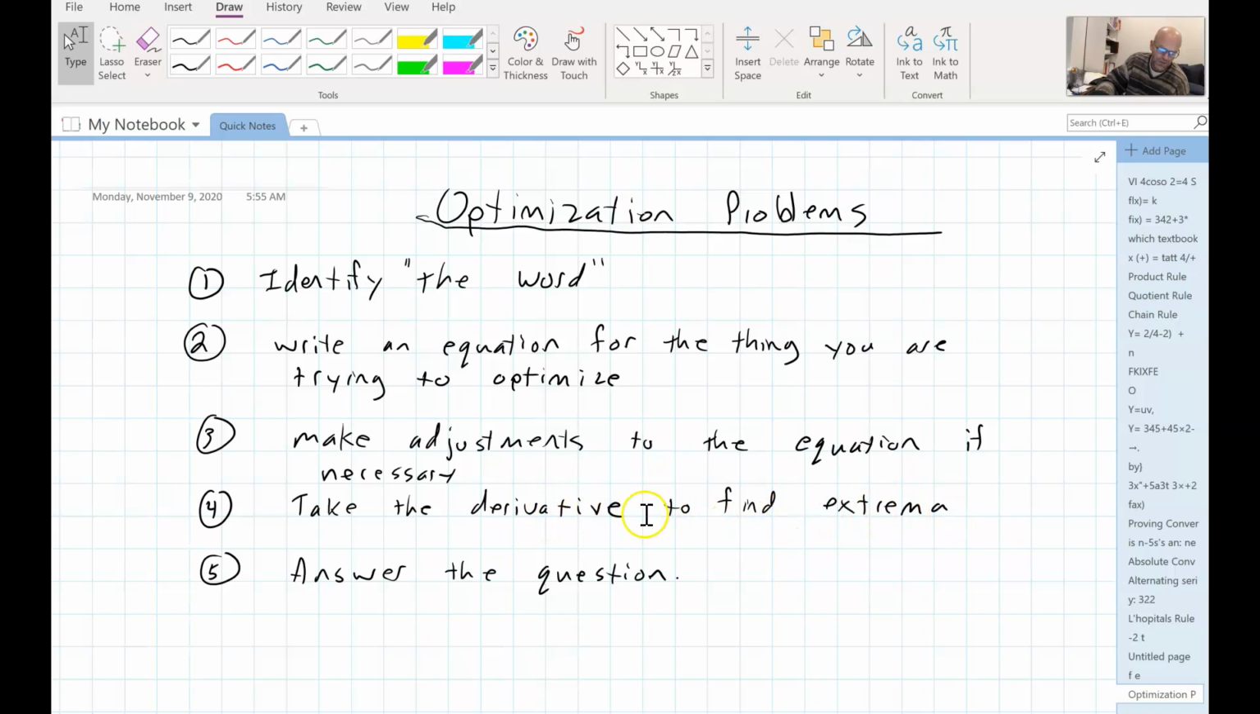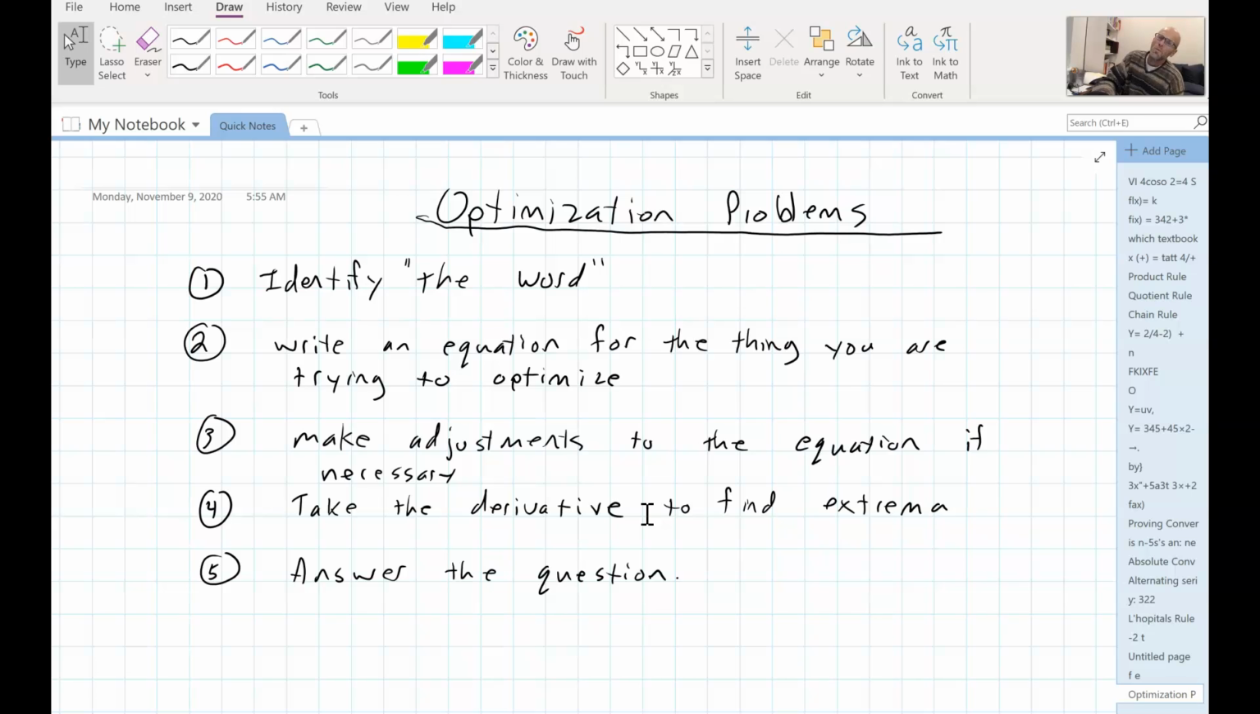So step 4 is basically what we've been doing so far, where you take the derivative, set it equal to 0, check for undefined points, and you find those critical points, and then one of those critical points is going to be your answer, or it's going to lead you to your answer. And then of course step 5, basically you answer the question. So step 4 is going to give you some critical points, and then you got to figure out.